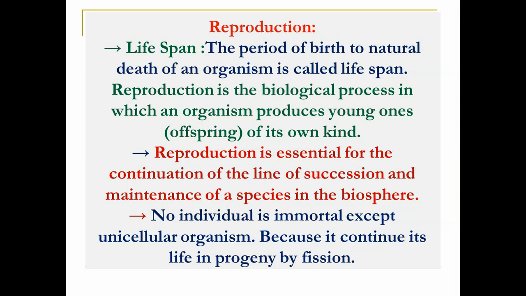And reproduction is the biological process in which an organism produces its young ones, that is called offsprings of its own kind. The own kind refers to being exactly similar to their parents with somewhat variations. Now, reproduction is very essential for the continuation of the line of succession and the maintenance of a species in the biosphere. Without reproduction, none of the species will continue on the earth. They have to produce their next generations continuously for the continuation of their species. So it is the most important function of an individual performed in their life cycle.